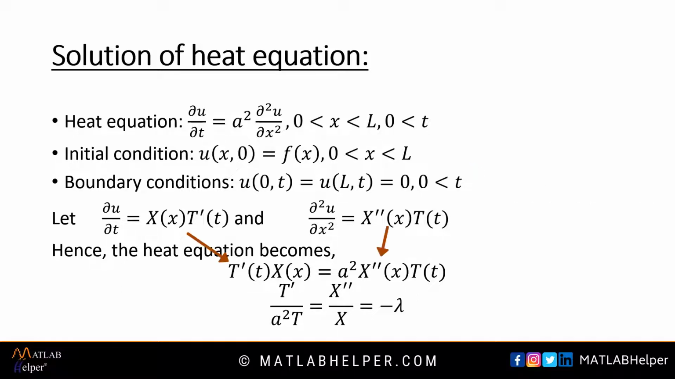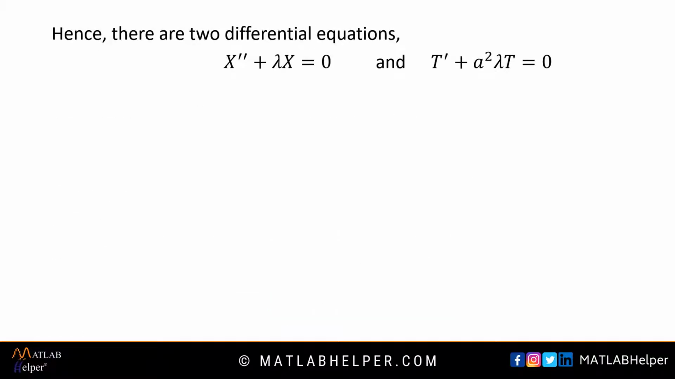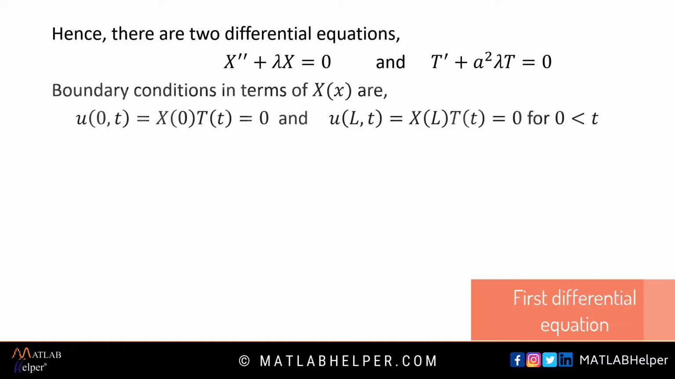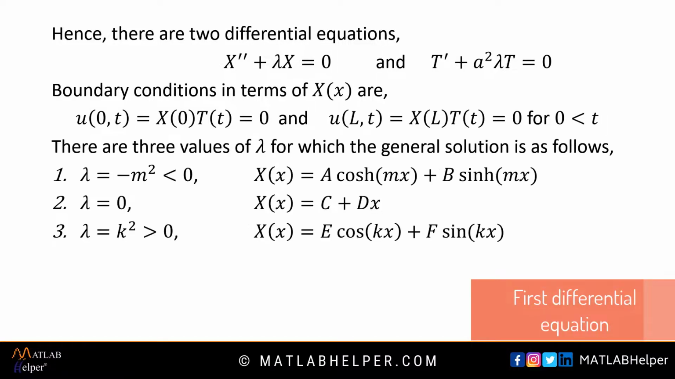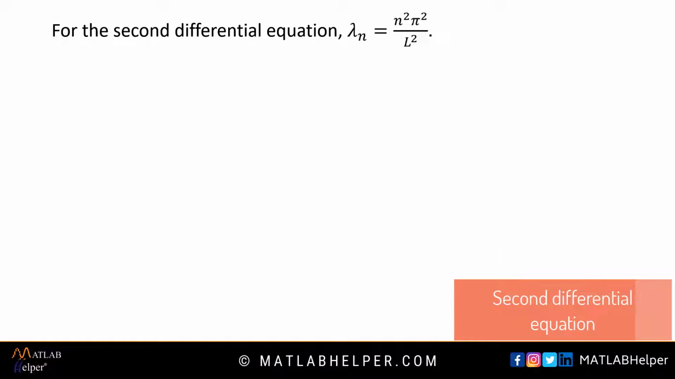Now we can substitute these values in the heat equation to get this result. I can tweak the equation to get this result, which equals negative lambda. This lambda is a separation constant. The tweak that we did earlier will give us two differential equations. For the first differential equation, I have also changed the boundary conditions. Here we will get 3 lambda values and I have written their corresponding general solutions. Lambda equals n square pi square divided by L square for the second differential equation.